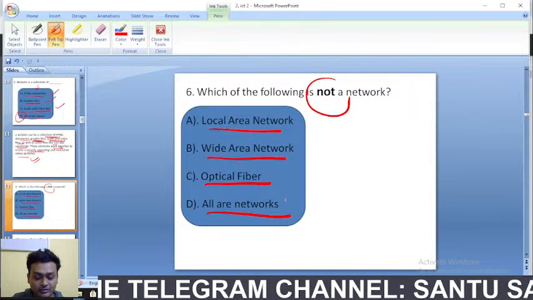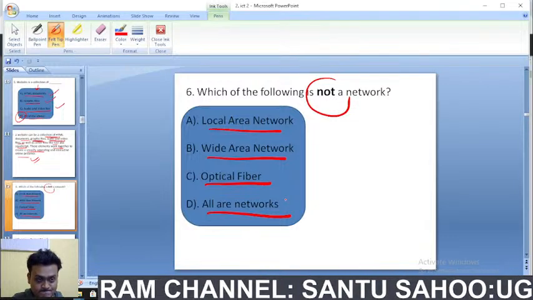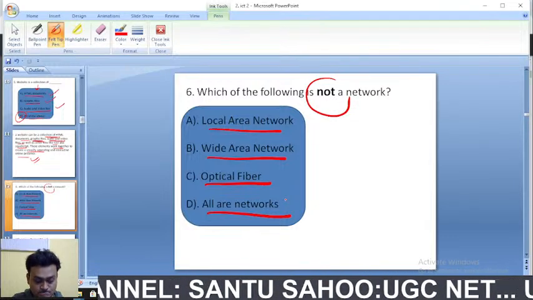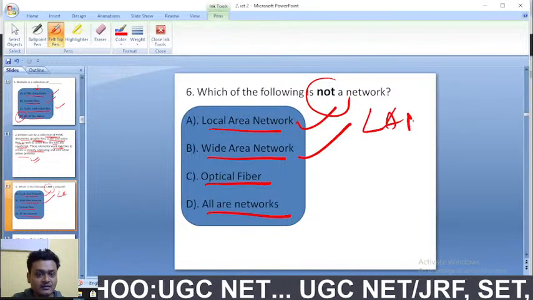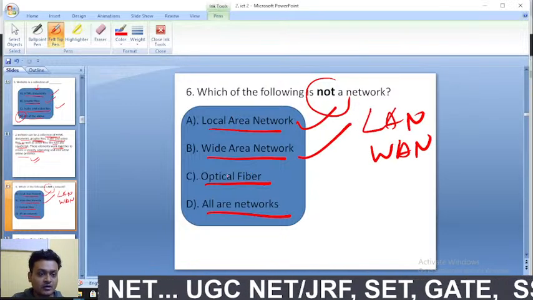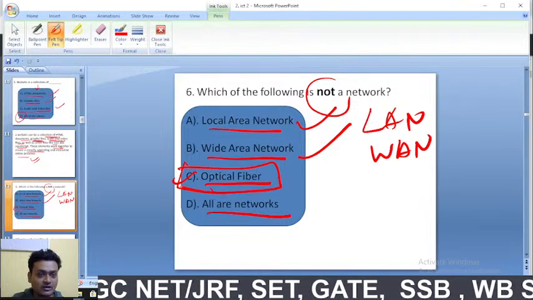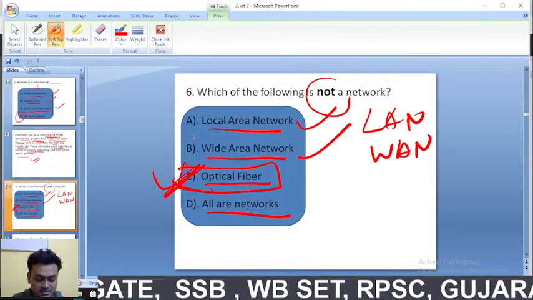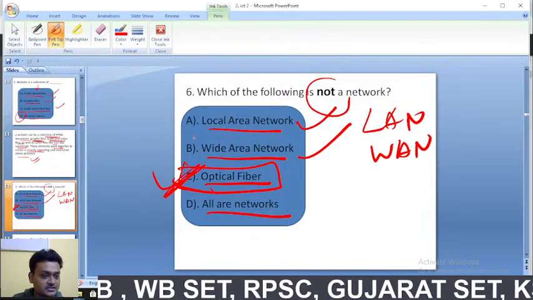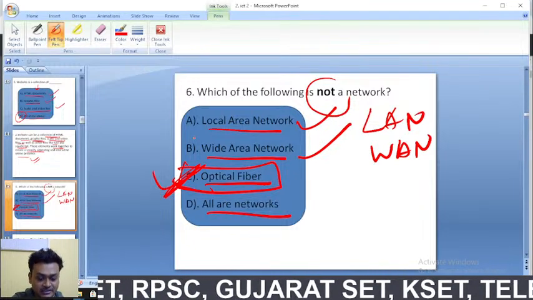इनमें से कौन सा नेटवर्क नहीं है? लोकल एरिया नेटवर्क, वाइड एरिया, LAN, WAN, optical fiber is not a network. Exactly, got it, Pramod. C is the right answer. Nipa, excellent. C is the right answer. Optical fiber is the right answer.